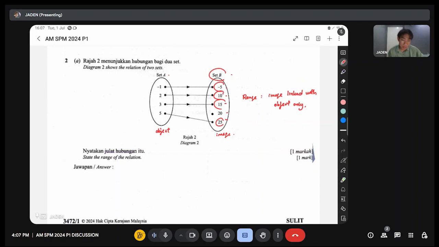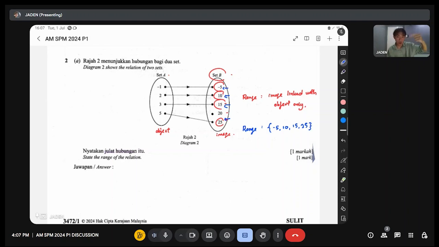Okay, the way to write your range answer, this is another important fact. Range, you're gonna write your answer in this way. Not a normal bracket. This is the bracket similar to how you write your set notation, and then include all the images that are linked with object. So -5, 10, 15, and 25, close, and that will be your answer for number 2. Okay, that is your range.